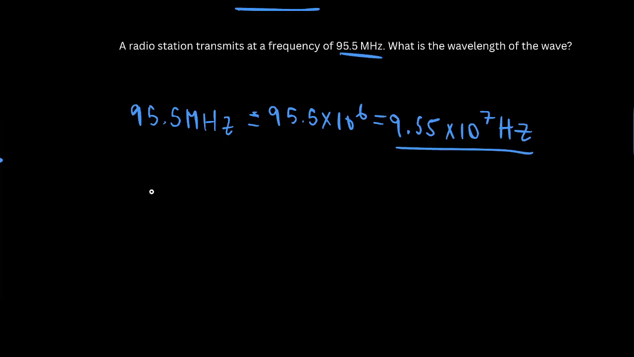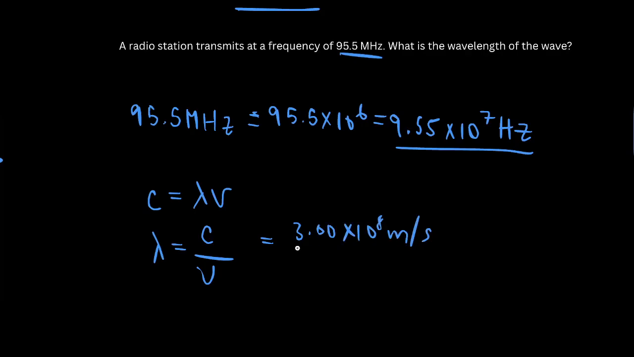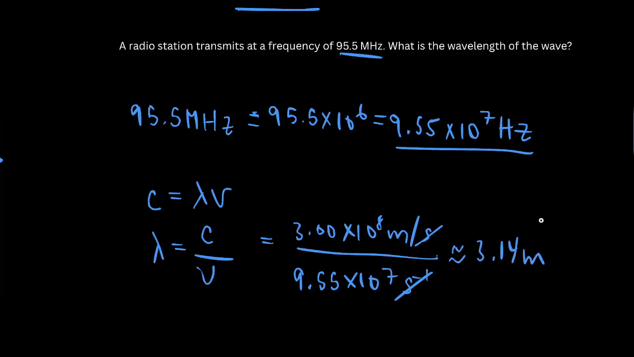And while we know that c is lambda nu, here we're trying to find the wavelength. So lambda is c divided by nu. So 3 times 10 to the 8th meters per second divided by 9.55 times 10 to the 7th hertz, which we know again to be seconds to the negative 1, if you want to write it that way. This is going to cancel out our units of seconds, giving us an approximate answer of 3.14 meters.